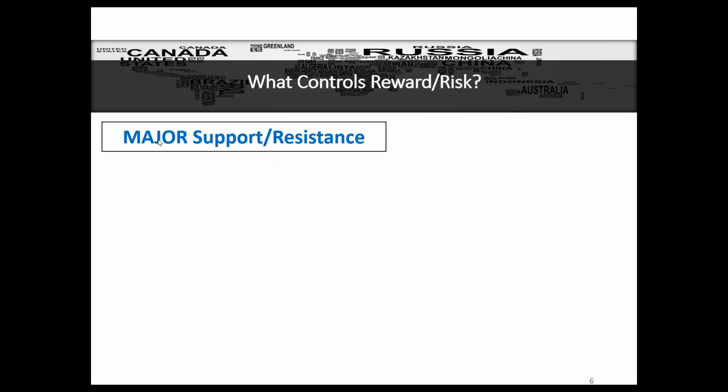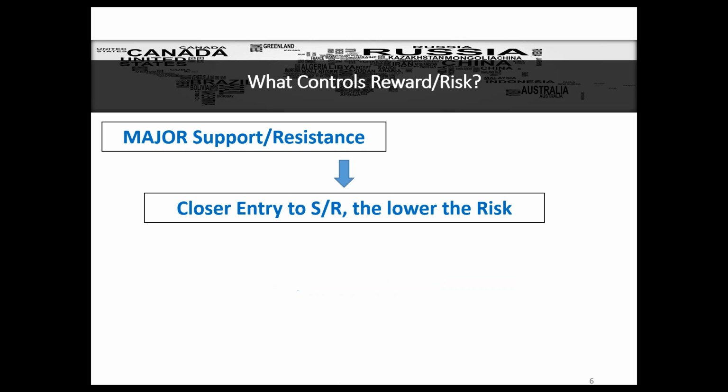Notice I highlighted here, put it in all caps, major. So the critical support resistances are what really matters. And what really controls reward risk, if you think about it, is your entry. The closer you have your entry to that key support resistance, the lower the risk you have. The reward is always going to be there, which is the next support resistance. But the thing that you can control is your risk. So if you could find the key support resistance values and put your entry right on that and use a small buffer as your risk, then you know that your risk is going to be small. Okay, and at that point you could get a really good reward risk ratio.